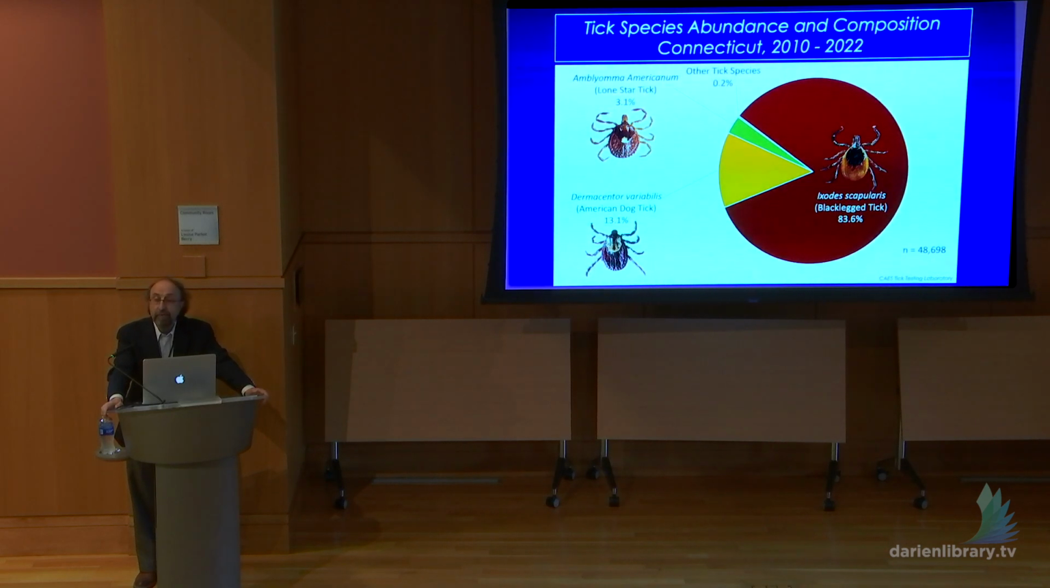That's 13%. I mentioned to you that that number in recent years has increased to nearly 25%. The Lone Star tick has been around 3% for the past several years, but in recent years that number has increased to 4 to 5%. In counties like Fairfield and New Haven County, that percentage rises to 10%.